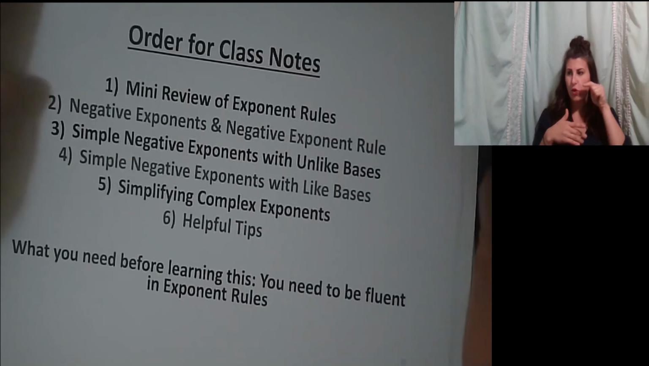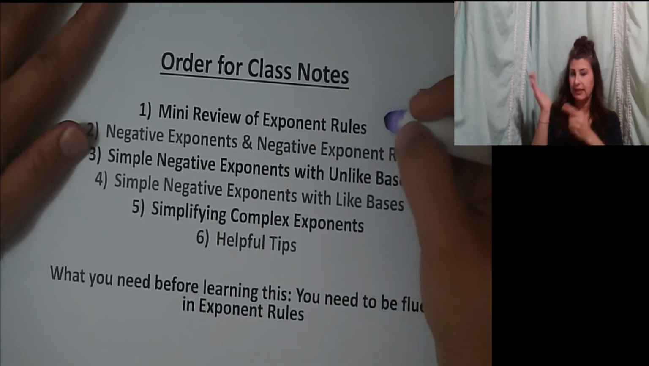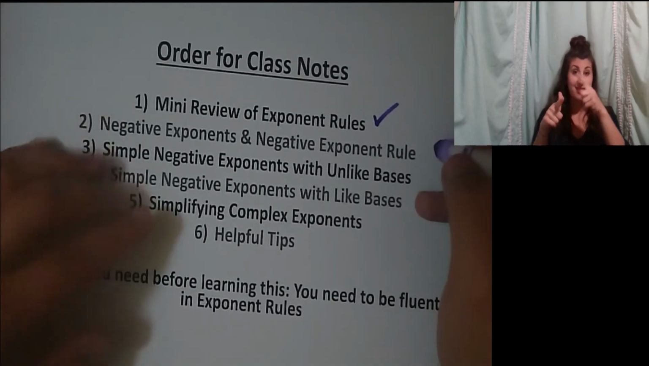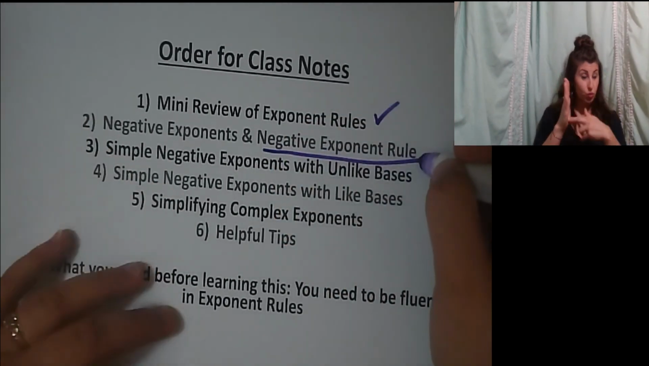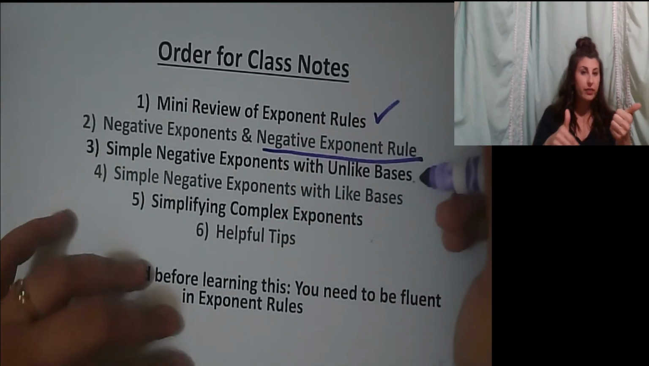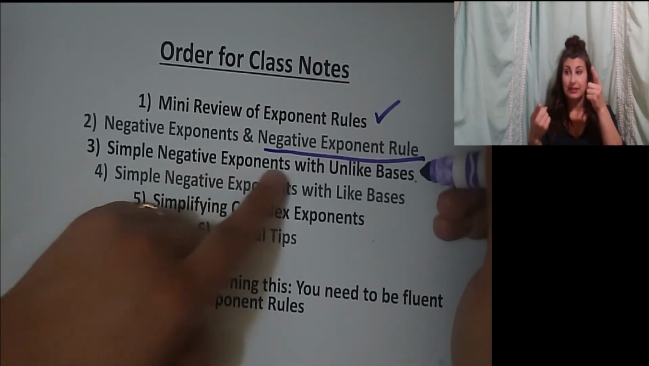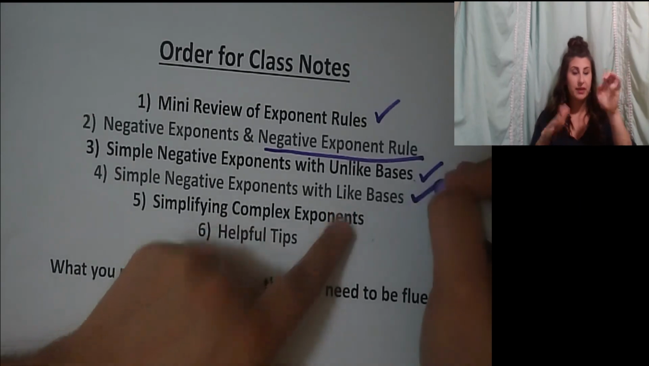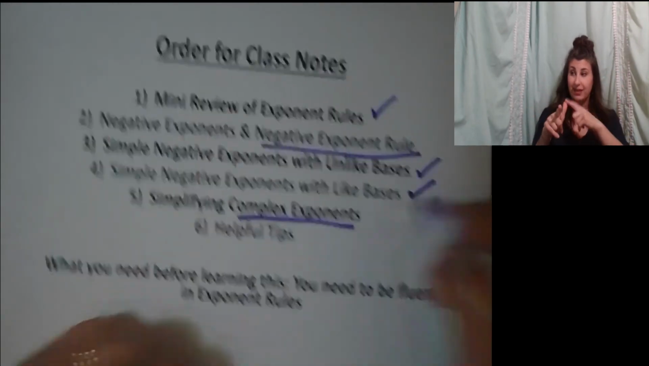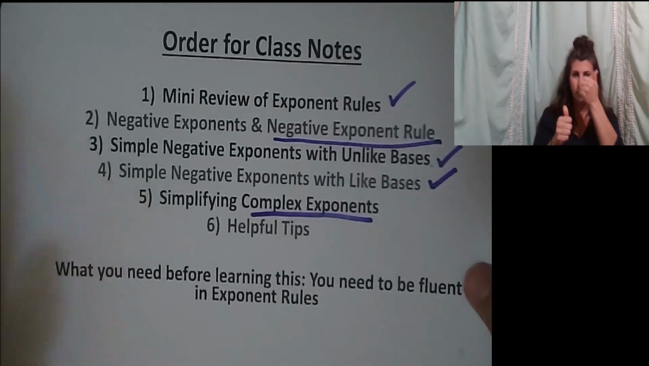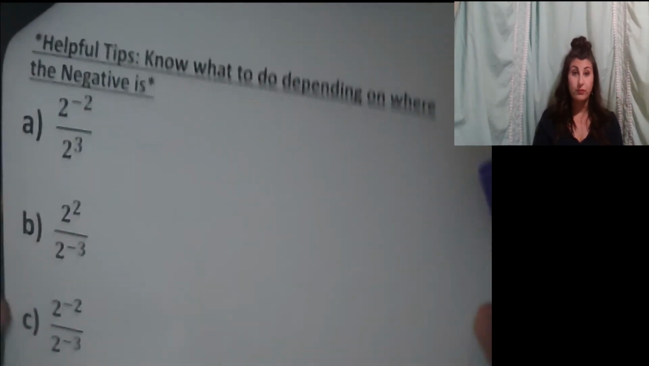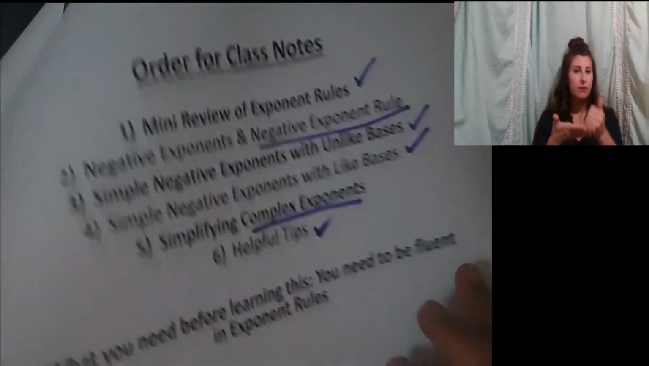So for this whole lesson today, we started off with a mini review of exponent rules. Then we looked at the negative exponent rule that helped us with the rest of these. Then we looked at simple negative exponents with unlike bases, negative exponents with like bases. Then we looked at some complex exponents where we looked at each base individually.